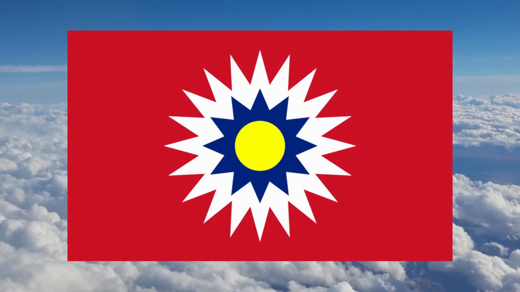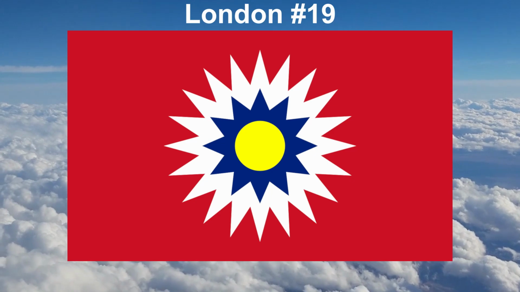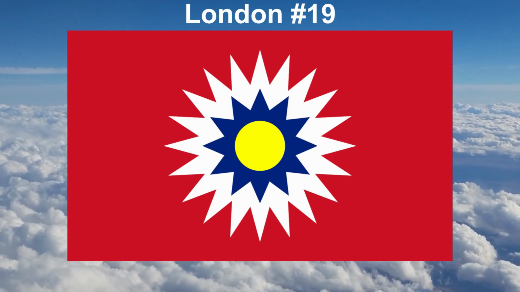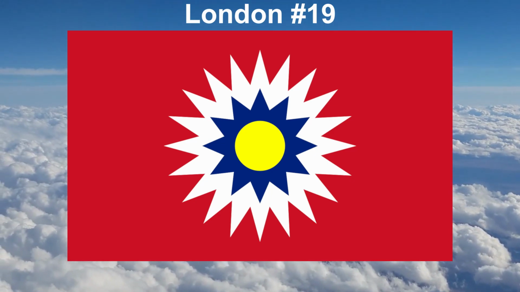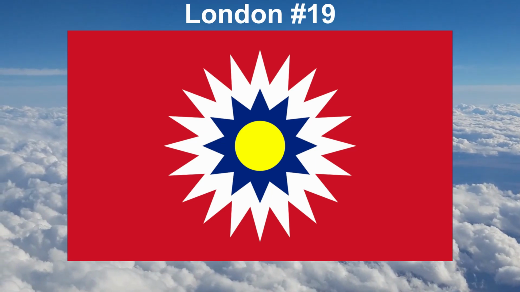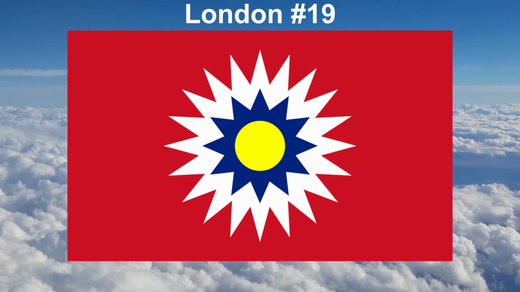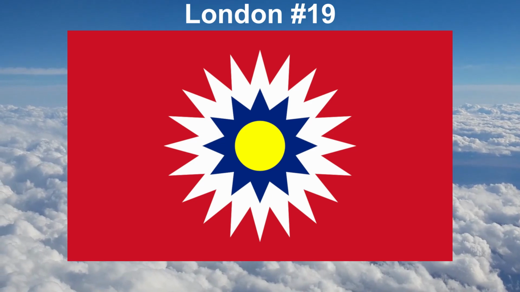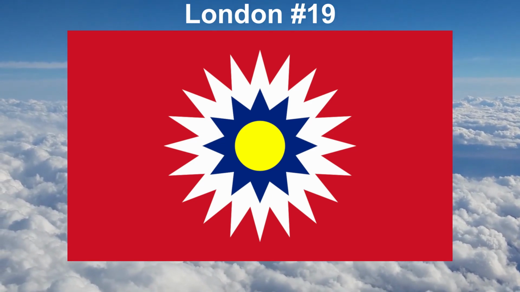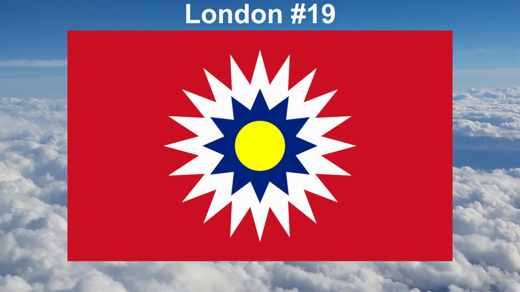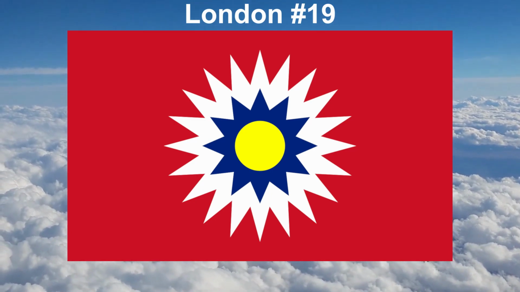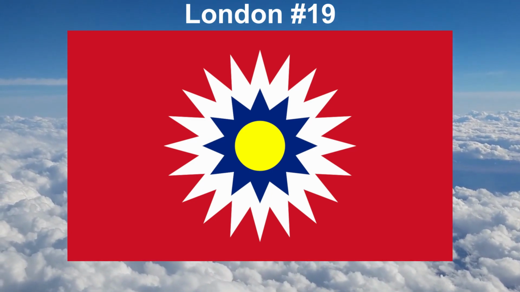Next up is entry 19. This flag has the colors of the British flag plus yellow. The red symbolizes bravery, the white symbolizes purity, the blue symbolizes unity, and the yellow symbolizes riches. The white 20-pointed star symbolizes the 20 boroughs of Outer London. The blue 12-pointed star symbolizes the 12 boroughs of Inner London, and the yellow circle represents the City of London.